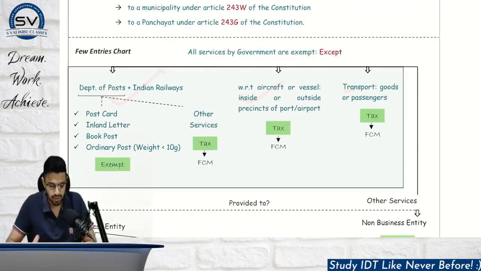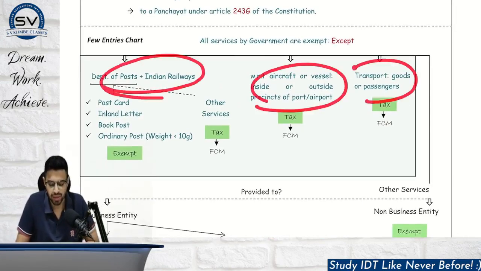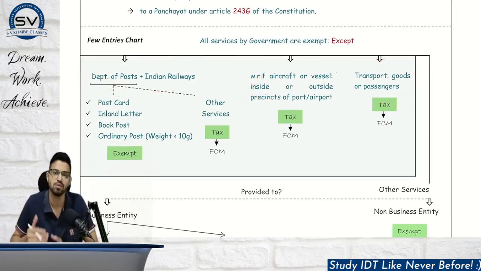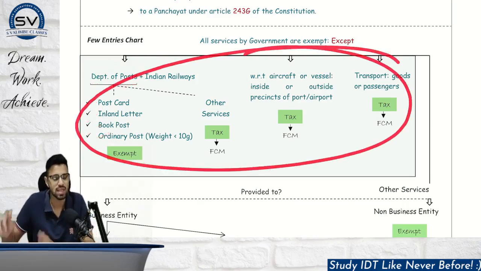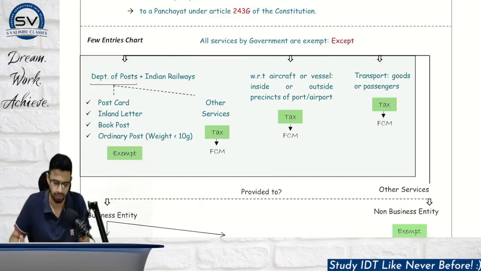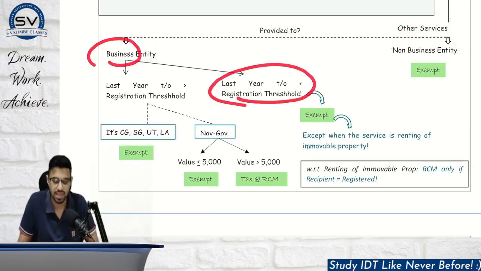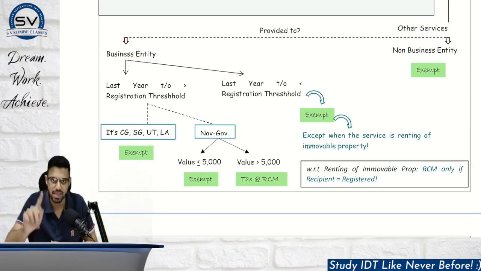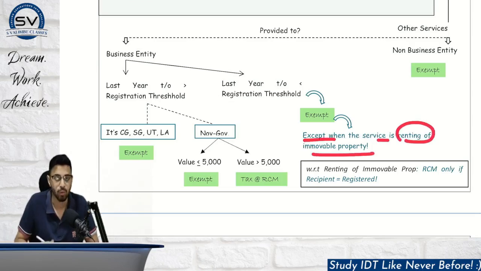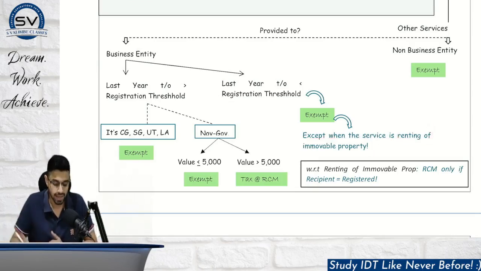See, please understand the structure. With respect to 1, 2 and 3, there is no exemption. Tax is always there, plus forward charge mechanism is applicable. With respect to Department of Post, only these 4 items related exemption exist. So here we don't have to see business entity, non-business entity. It is always taxable, right? With respect to other services, now we are asking whether it is a business entity or non-business entity. If it is a business entity but a small business entity, then GST is exempt except in one case, renting of immovable property, right? So when the service is renting of immovable property, meaning the landlord is government and the recipient is a small business entity, still GST will be leviable.